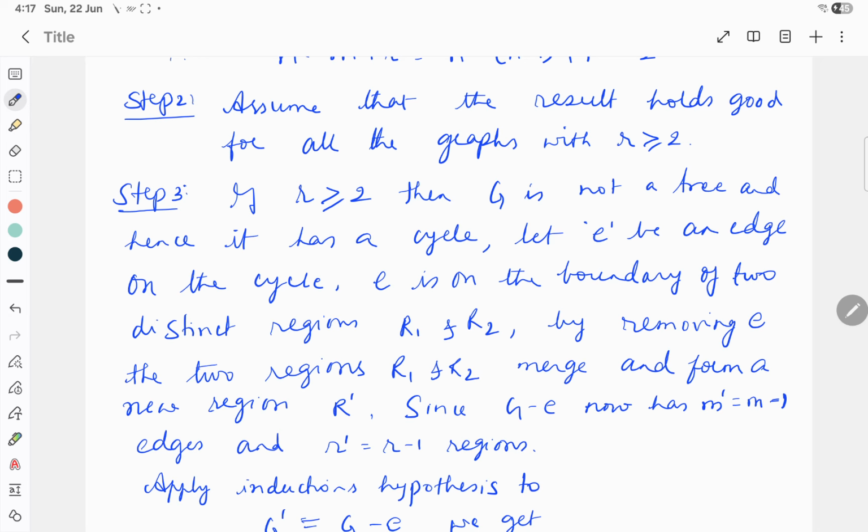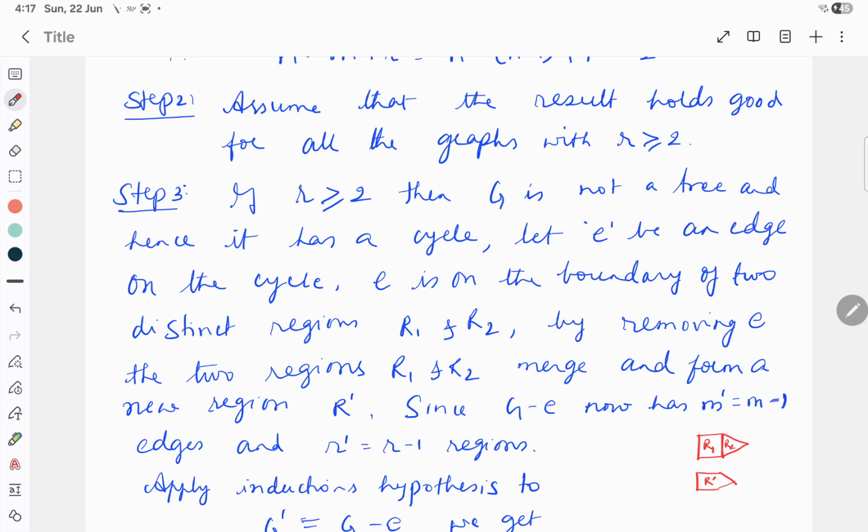For example, if I just draw it here, let us consider a graph something like this. So you can see that there are two regions R1 and R2. There is an edge. If I remove this edge, then it becomes a single region, right? So it becomes like this, right? It has only one region R dash. So a similar situation is considered here. So E is an edge on the boundary of the two distinct regions R1 and R2. By removing the edge E, the two regions R1 and R2 merge and form a new region R dash.